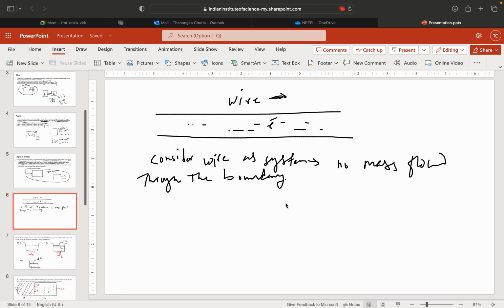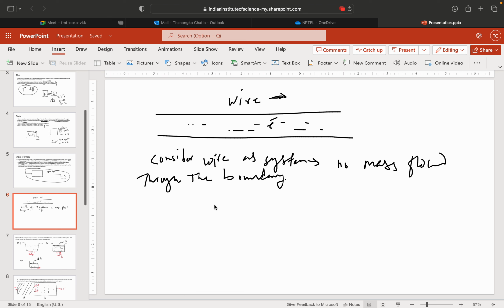That means if my wire has electrons and it is flowing, so that is why defining the system is very, very important, and it is the very first step in solving a thermodynamical problem.